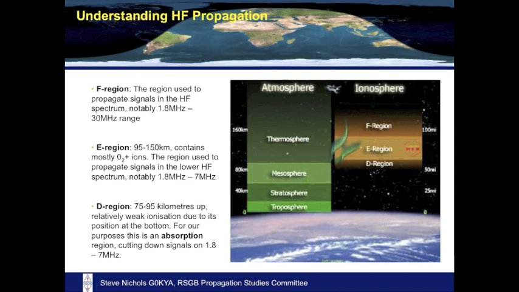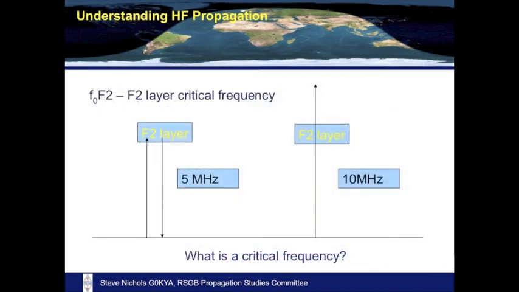Up even further still, we find the F region, which is used to propagate signals in the HF spectrum between 1.8 and 30 megahertz. So if you're hearing a station from maybe the USA on 10 meters, chances are it's being propagated via this F region. During the day it splits into the F1 and F2 regions, and at night it combines into a single F region.